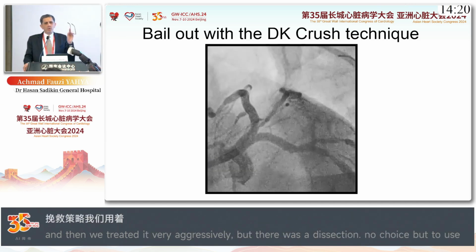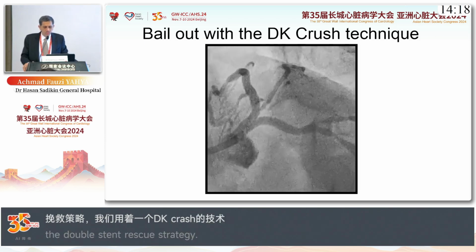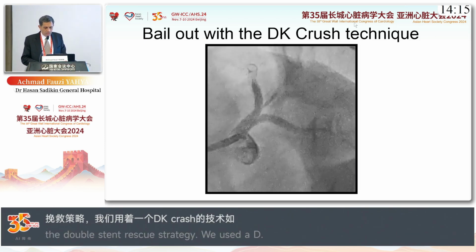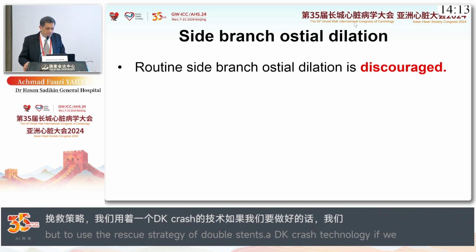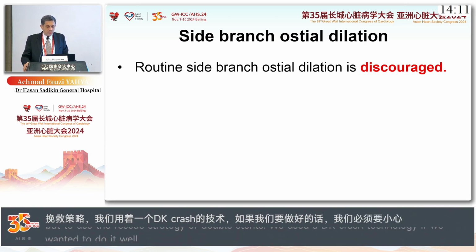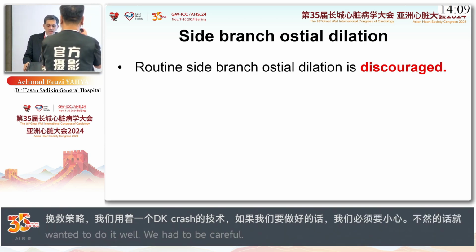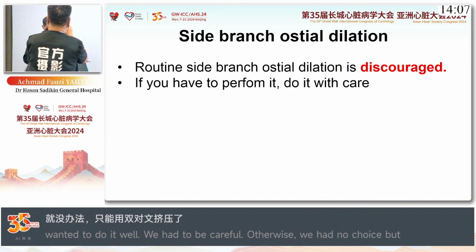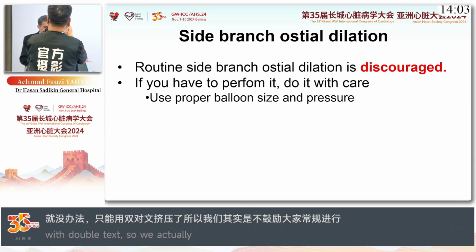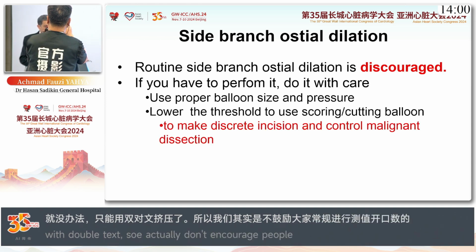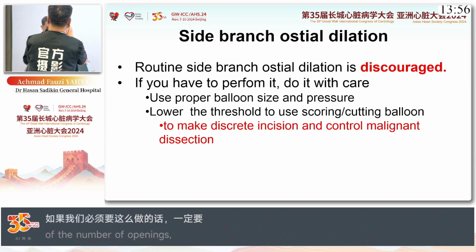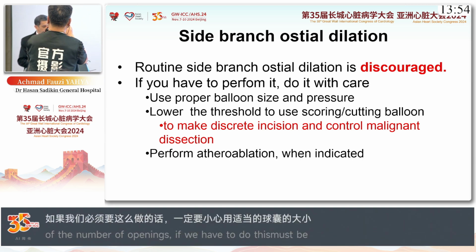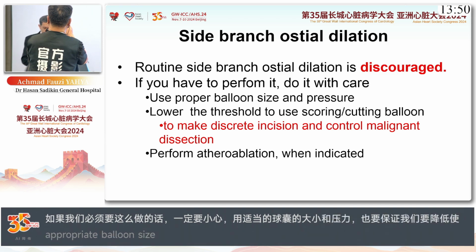So if you are going to perform the provisional technique, you have to be careful to protect the side branch. So routine side branch ostial dilatation is discouraged. If you have to perform it, do it with care. Use proper balloon size and pressure, and lower the threshold to use scoring and cutting balloon to make discrete incision and control malignant dissection. And then third, perform atherectomy when indicated.